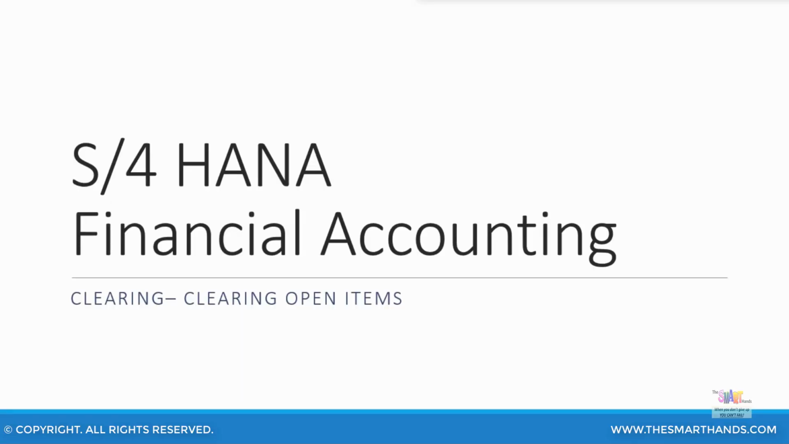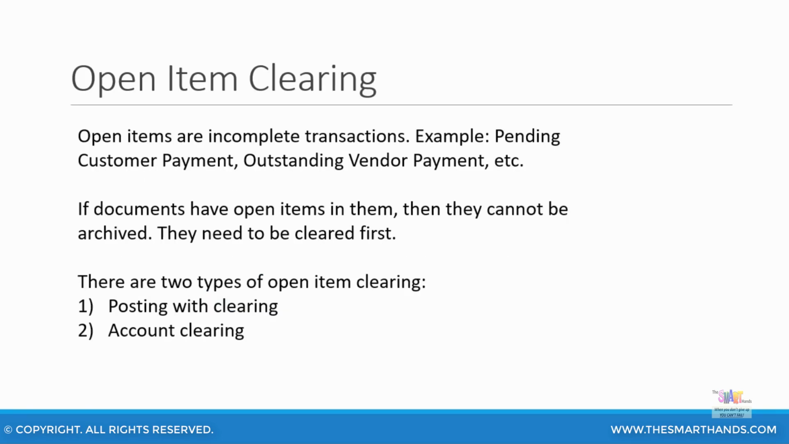In this presentation, we look at clearing open items. Open items are incomplete transactions, which means they are still open. The system is expecting some kind of cross transaction for that open item to be cleared. For example, pending customer payment. So you are expecting a customer payment, and once a payment comes through, then you can clear that pending customer payment line item. So it will change from an open item to a cleared item.